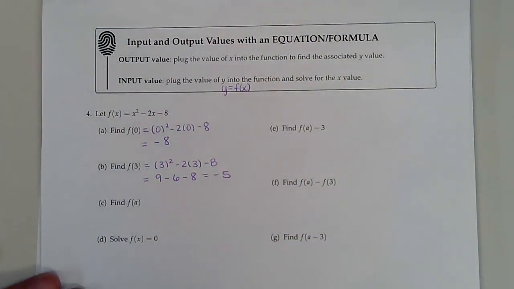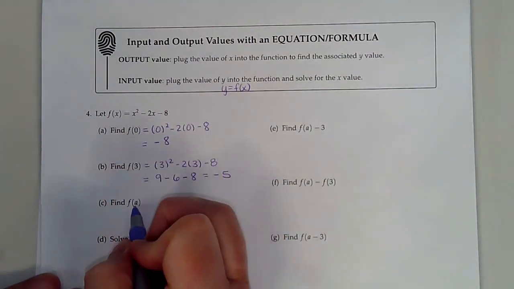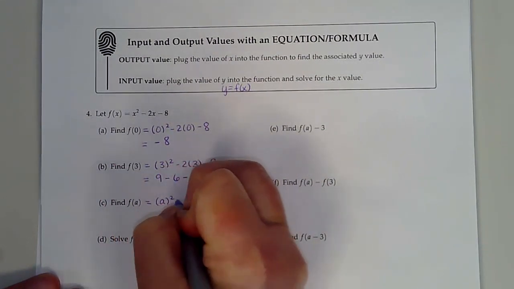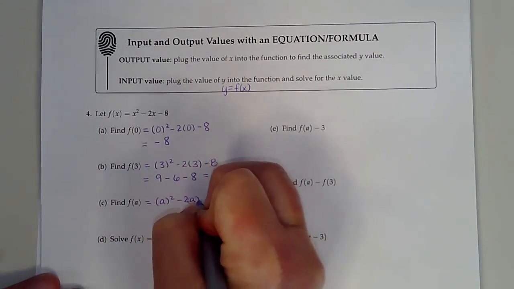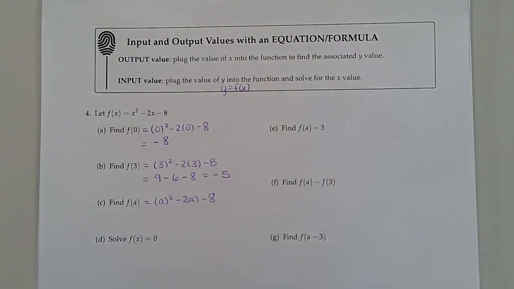And then letter C, find f of a. So everywhere there's an x, we're going to replace that with a. We get a squared minus 2a minus 8. There's really not anything we can do to clean that up, so we'll just leave that as is.